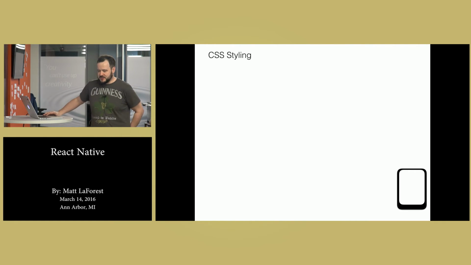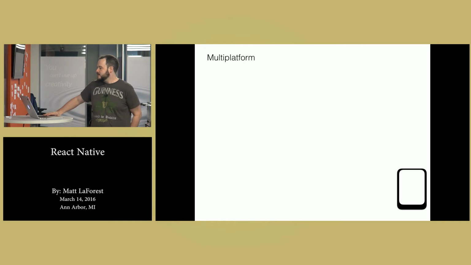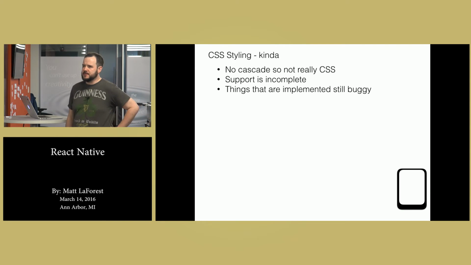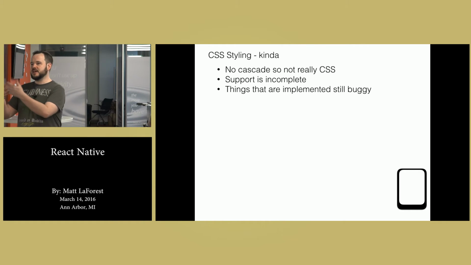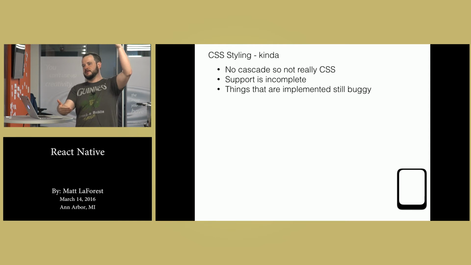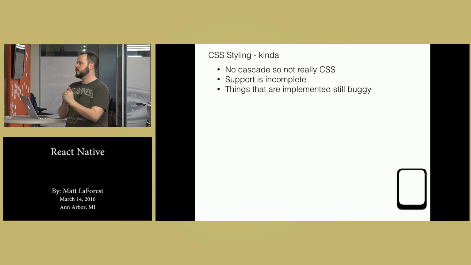So let's talk about some of the other stuff. There's CSS styling, kinda. So here's where it gets funny. It supports something that looks like CSS, but the first thing to realize is it's not CSS. There's no cascade. If I set styles on a view up here, they don't automatically make their way to a view down here. That's an important difference from what you're used to working on the web. That's not how things work here. You have to set your styles where you want to use them. That's just the reality of it.